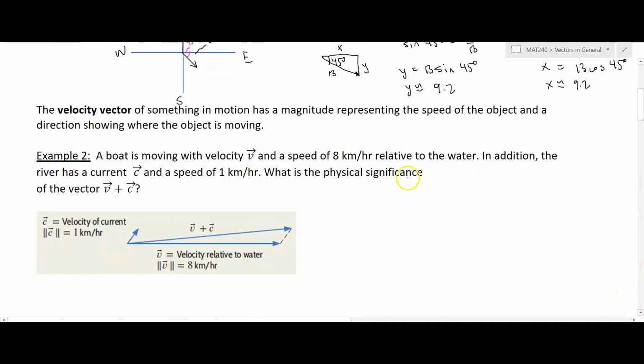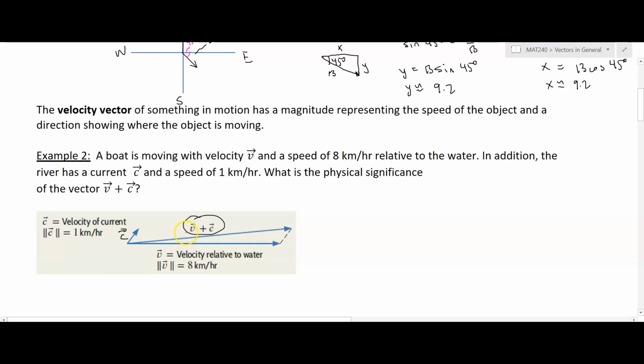So suppose we have a boat that's moving with velocity vector v, and we have that picture drawn here. It's moving 8 kilometers an hour relative to the water. Okay, so here it just appears that we're making that go due east. In addition, the river has a current c, so the c vector has a speed of 1 kilometer an hour. So you have a current that is blowing this way. So here's our c vector, and here's our v vector. And so when we sum these two vectors, we get a vector that is formed by this third vector here. I don't want to call it a hypotenuse because this is not a right triangle. And we want to know what this represents.